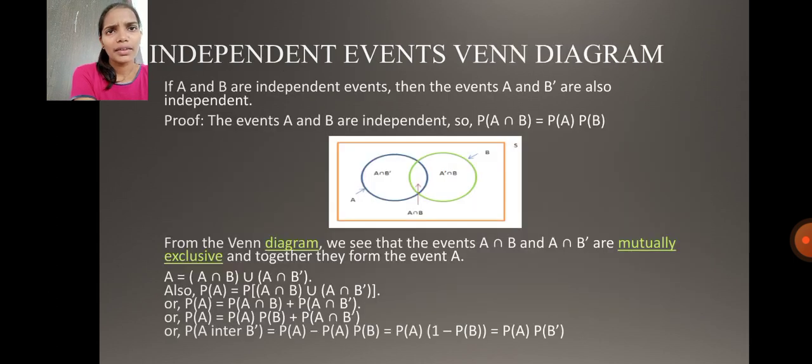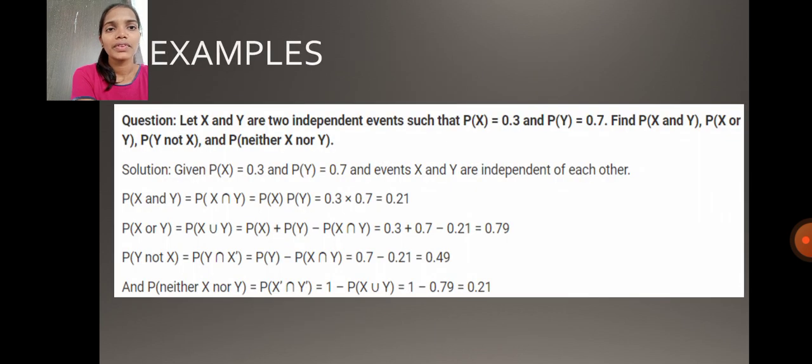Independent events Venn diagram. Here we can see the diagram of independent events. If A and B are independent events, then the events A and B not are also independent. The events A and B are independent, so P of A intersection B is equal to P of A into P of B. Here are the examples.